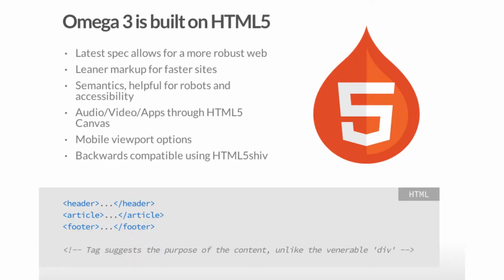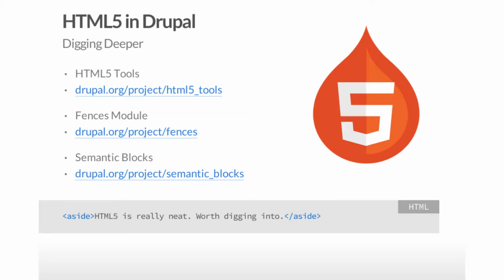So Omega's on HTML5. You don't really have to think much about that. It's just there. One of the great things in Drupal is you don't really have to use the HTML much. But it gives you the advantage of being able to do all the HTML5 stuff, like audio and video and good semantics and everything. And there's more modules in Drupal you can use with HTML5, like HTML5 tools, fences, and semantic blocks.